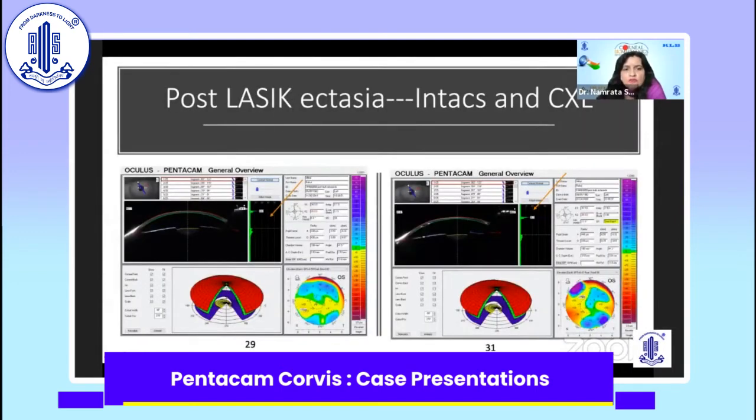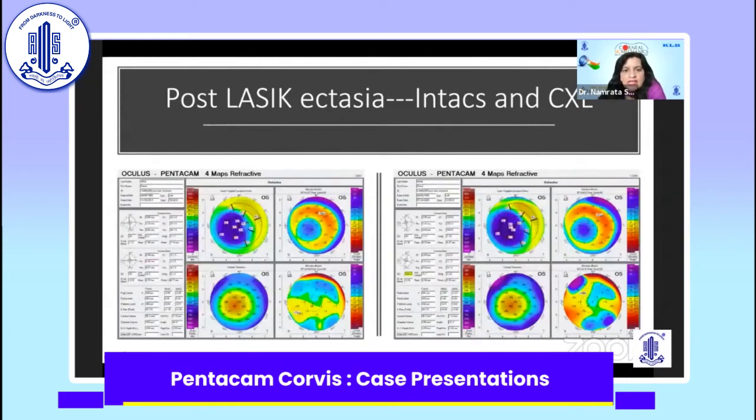Now, this is a case of post-LASIK ectasia for which Intacs and collagen cross-linking has been done. And if you look at the densitometry values, and this has been reported by Dr. Ambrosio, these values, when you do a collagen cross-linking, would increase. So here it is 29, and it has increased to 31. So this is expected, especially in those cases where collagen cross-linking has been done.